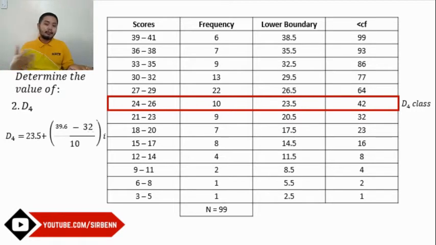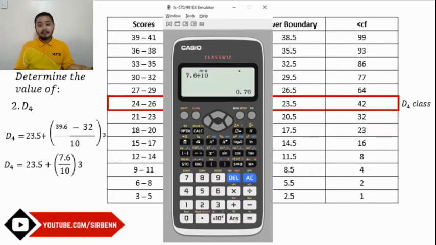Then yung interval, di naman magbabago yung interval dito. As long as yung given, parehas lang naman. 3 pa rin yan. So, solve na muna natin yung numerator. 39.6 minus 32, that will be 7.6. Using our scientific calculator, i-operate ko na muna yung fraction natin. 7.6 divided by 10, ayan siya, 0.76.